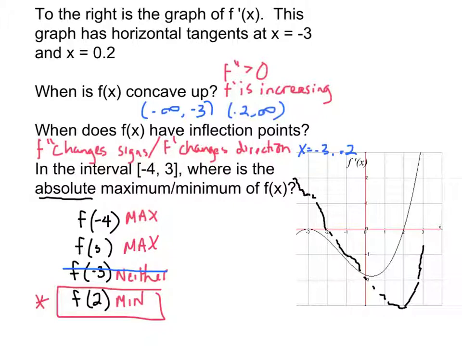Now, in terms of the absolute maximum, I think we can make a real nice case that it's at negative 4. And your reasoning here would be the fact that the function decreases so much and for so long. And while it does increase at the end, it doesn't increase enough to bring it back up to where it started or higher.